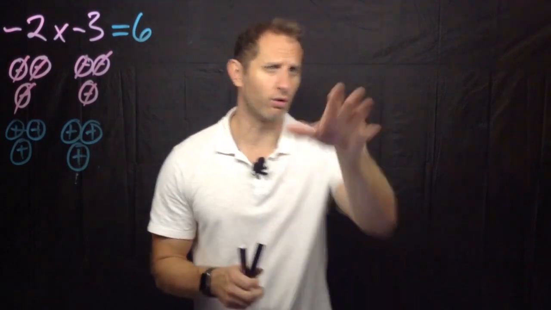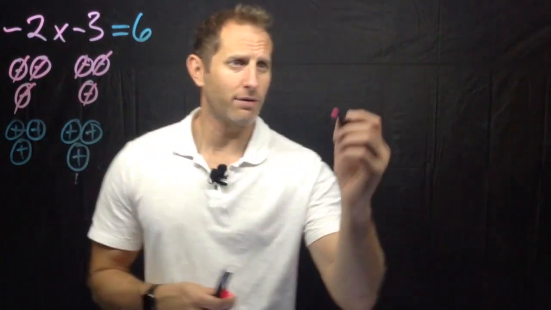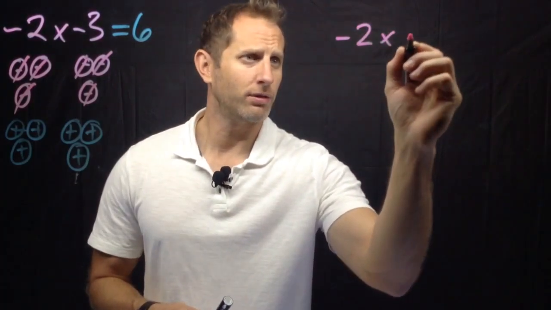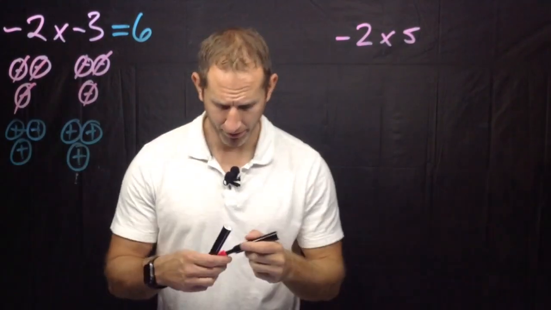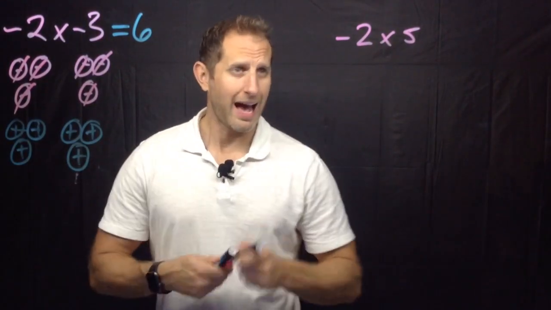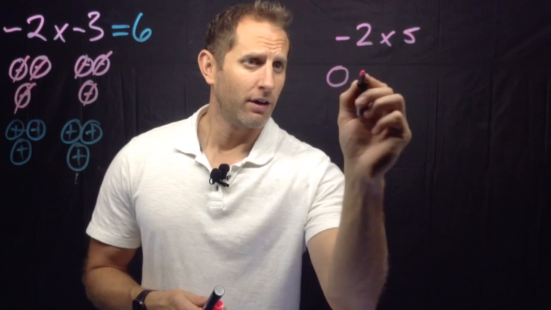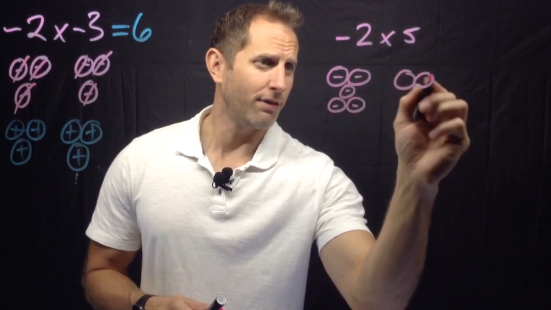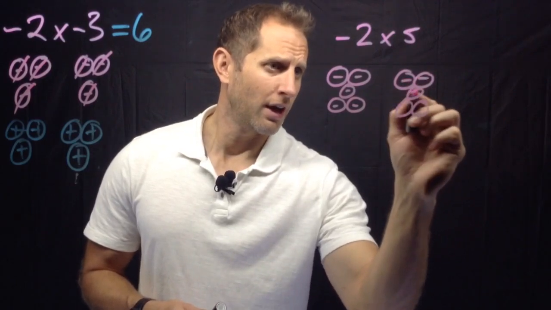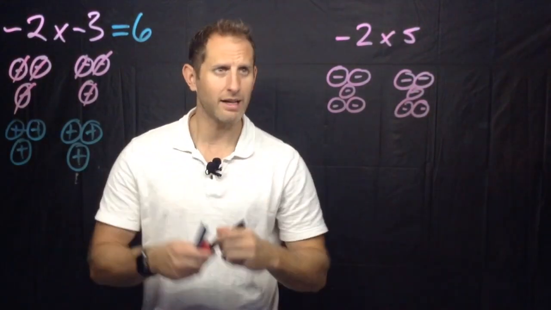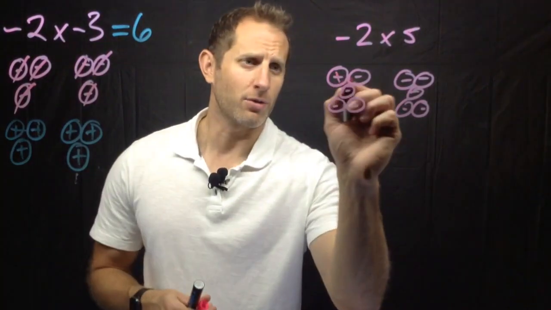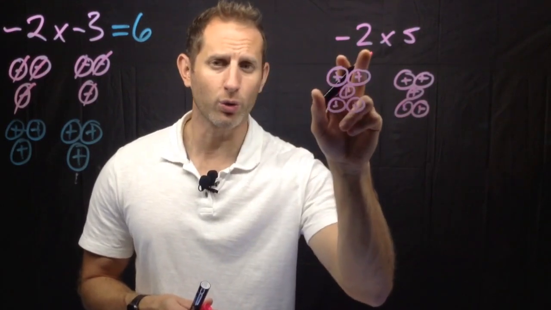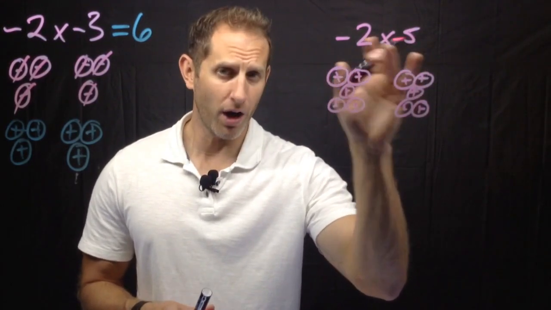All right, now let's look at another one. Let's say we've got -2 groups of 5. If we draw it out again, what we have here is we've got 5 positives and 5 positives. Oh, sorry, I drew these as negatives, but these are positives. And again, conceptually, what it's telling us to do is we are subtracting 2 groups of 5 positives.